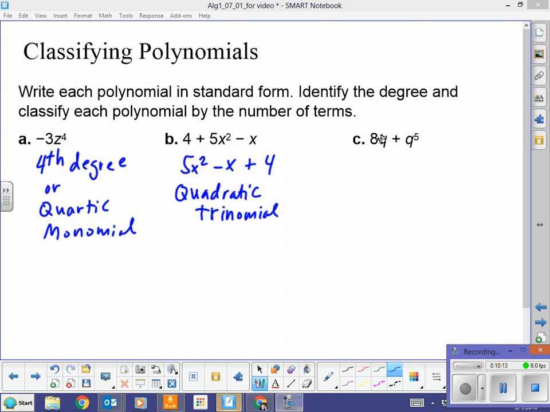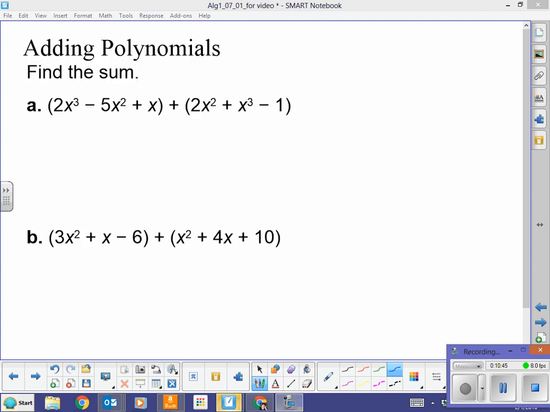And then last here, 8q plus q to the 5th. This will be q to the 5th plus 8q. And this is a 5th degree binomial. Pretty straightforward. We want to just classify by degree and number of terms. Adding polynomials. Finally, we're going to get to the part that we're asking about here.